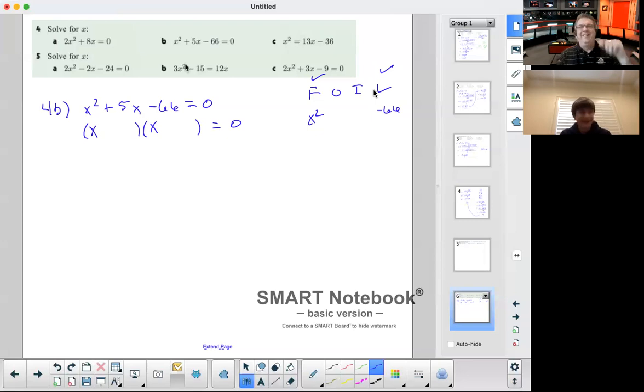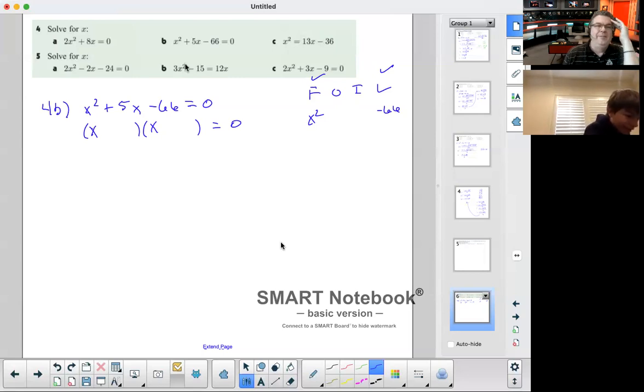Okay. All right. So now all that's left is this middle term. Well, the middle term is found by adding the outside and the inside and combining them to get one term. Okay, so you don't have to remember all of this. I'm just sort of showing you the why. I need factors of 66 that combine to give me a positive 5. Yeah, I remember this now. So what do you think?